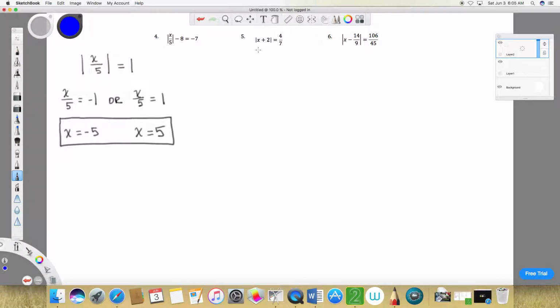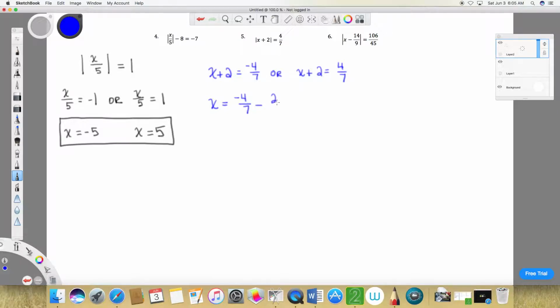Let's take a look at the next problem, where the absolute value is already isolated, so we can jump right in and split this into two equations. The x plus 2 will equal negative 4 over 7, or this x plus 2 will equal positive 4 over 7. To get the variable x by itself, we're going to subtract 2 from each side of the equation.